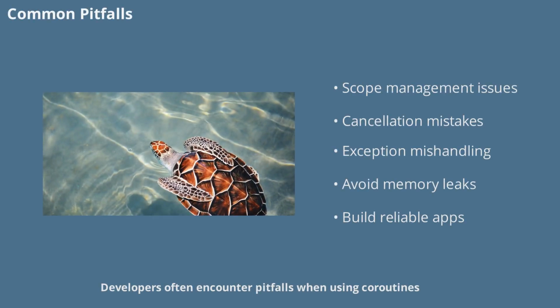Developers often encounter pitfalls when using coroutines, such as improper scope management, forgetting to cancel coroutines, or mishandling exceptions. Structured concurrency and proper error handling are essential to avoid memory leaks and inconsistent states. Always tie coroutines to component lifecycles and use SupervisorJob for independent error handling. Reviewing common mistakes helps build robust and reliable apps.